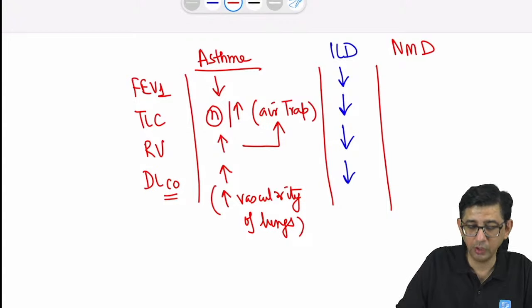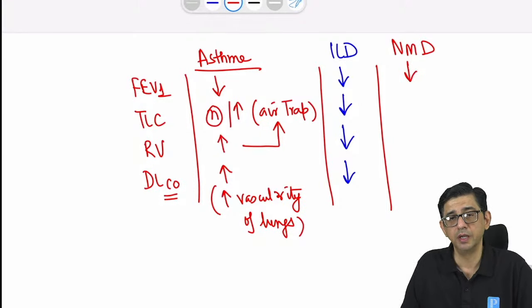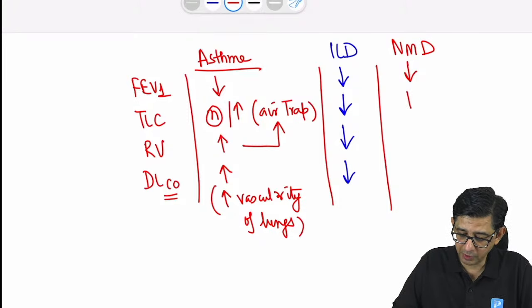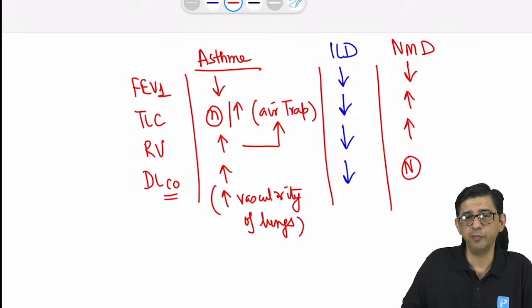In neuromuscular disorder, because the chest muscles are not strong, the FEV1 of the patient is less. But the TLC is reduced, residual volume can be increased as compared to normal, and DLCO will most of the time be normal, like it happened in this particular case.